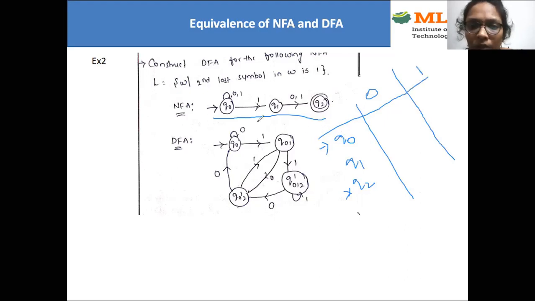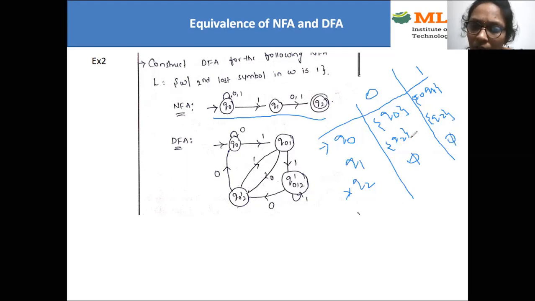Now Q0 on 0 goes to Q0, Q0 on 1 goes to Q0, Q1. This is a set here. Everything is a set here. You need to maintain a set like this. And Q1 on 0 goes to Q2, and Q1 on 1 also goes to Q2 only. Q2 is not going anywhere, so it is fine. Now we need to check for the new combination.